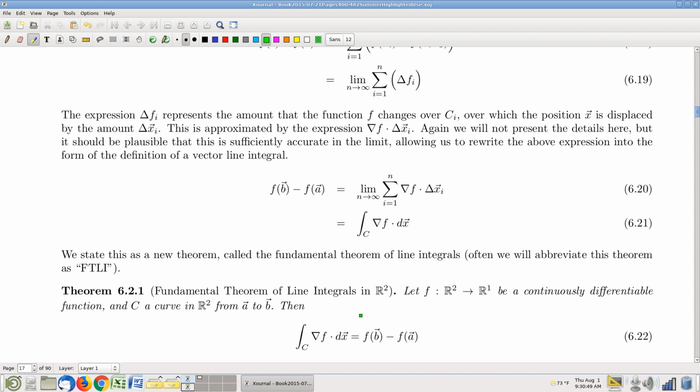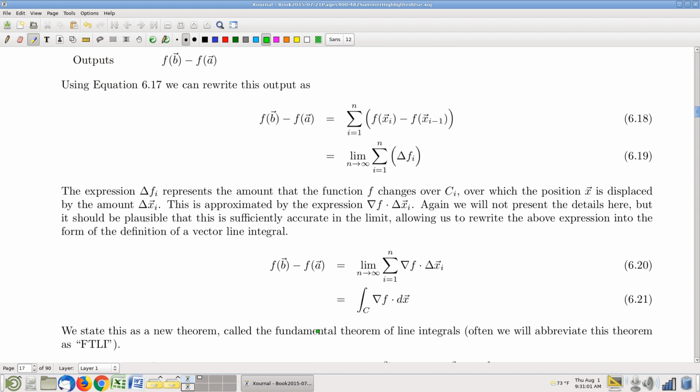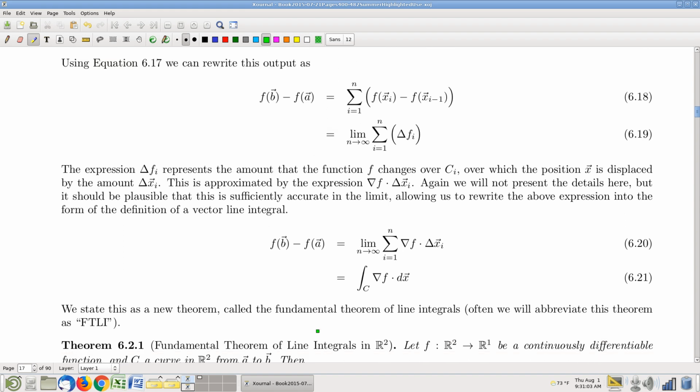So this theorem, great though it is, if you want to compute a vector line integral, cool. Here's a formula that'll do it as long as your integrand is a gradient. But here's the key ideas that led to it. We started with the right side of the equation.